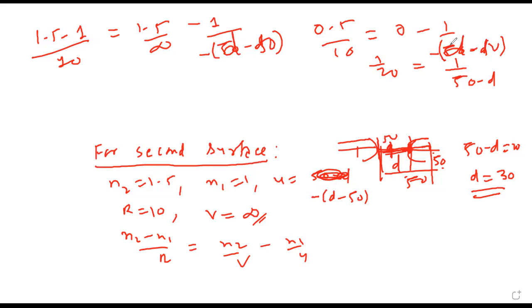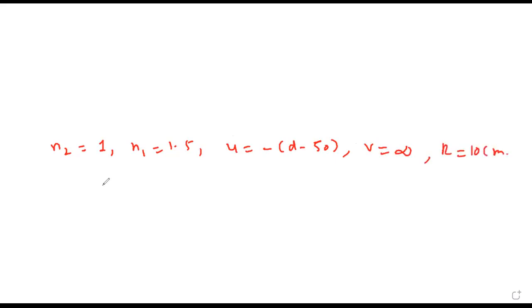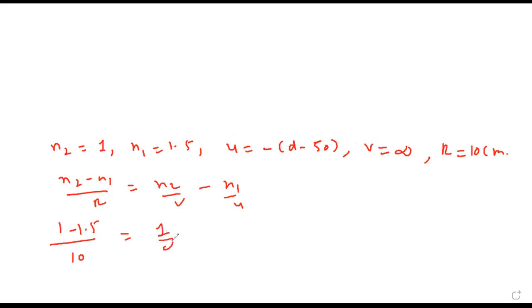Again I am doing the second part. n2 is 1, n1 is 1.5, object distance is on left hand side, d minus 50, image should become infinity because rays are parallel. R is 10 because center is on right side. So n2 minus n1 upon R is n2 upon v minus n1 upon u. 1 minus 1.5 upon R, which is 10, equals n2, 1 upon infinity.